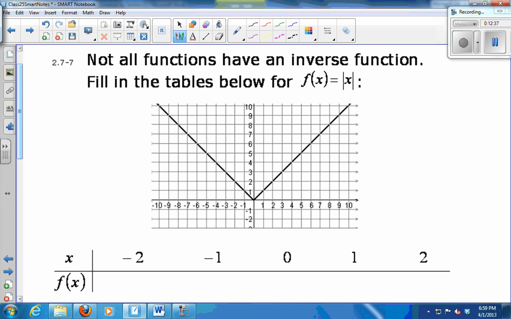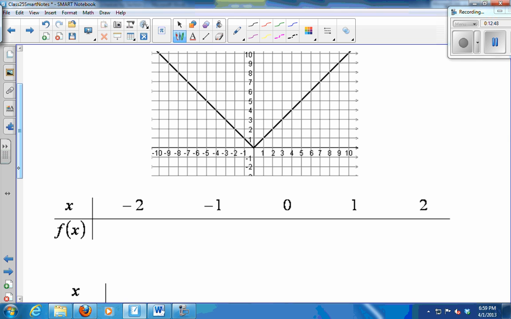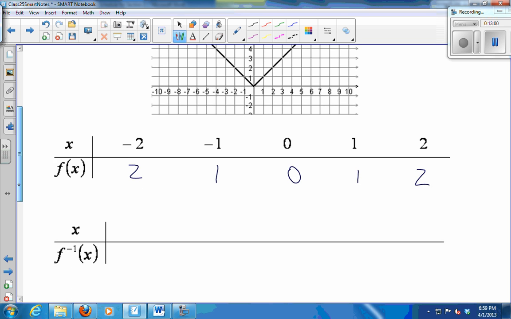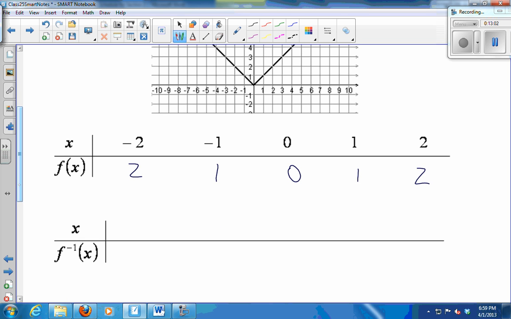So not all functions have an inverse function. For example, here's the graph of f of x equals the absolute value of x. So I'm just going to fill out a few values for f. So when x is -2, what's f of x? 2. So I get 2, 1, 0, 1, 2. Get a few outputs. So if I wanted to make a table of values for the inverse, I would use my round trip idea, or I could just swap inputs and outputs.